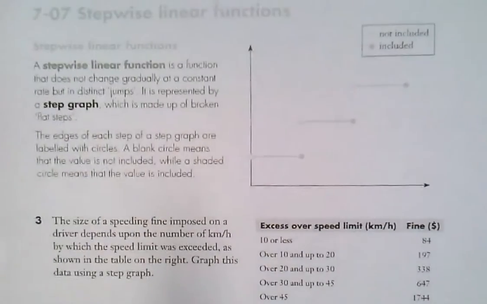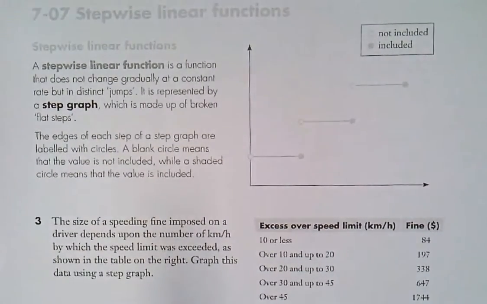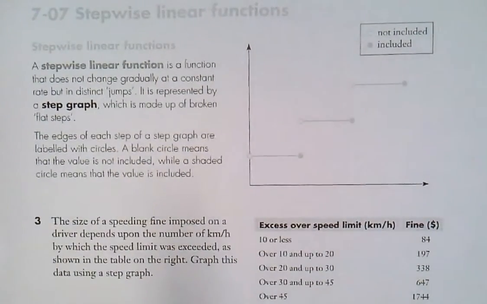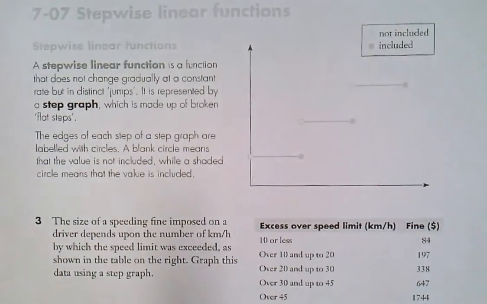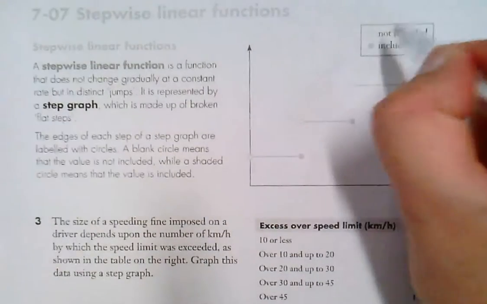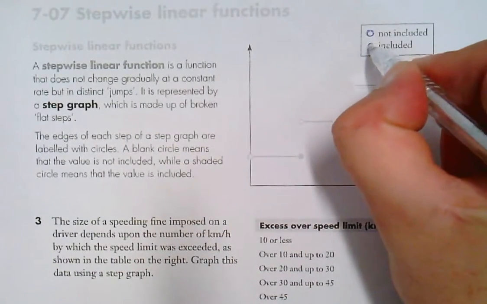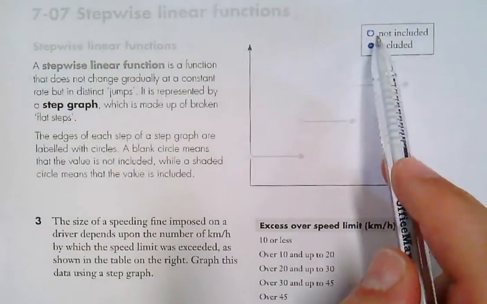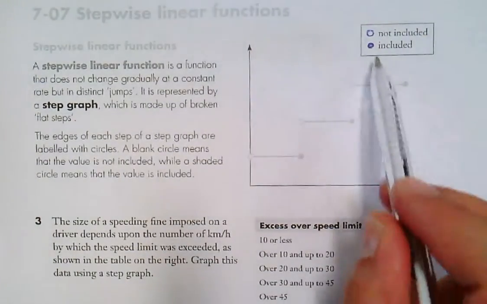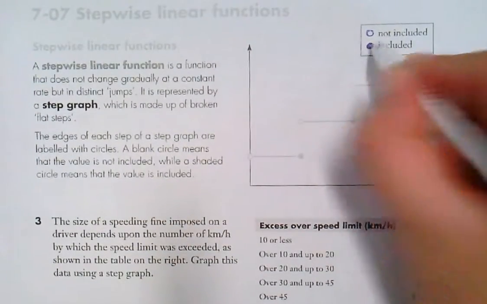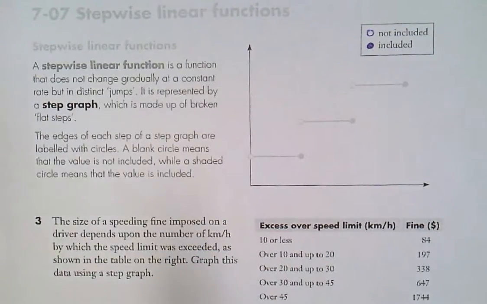Okay, this is stepwise functions, exercise 707. Okay, stepwise linear functions actually. So you'll notice with these, if we just look at the key on this graph, if you've got an open circle, that point is not included, and if you have a closed circle, that point is included.